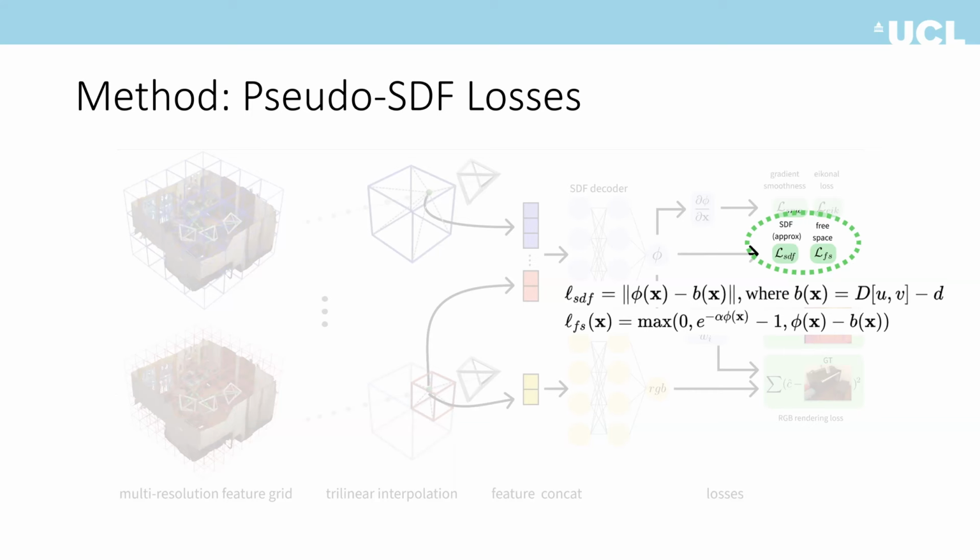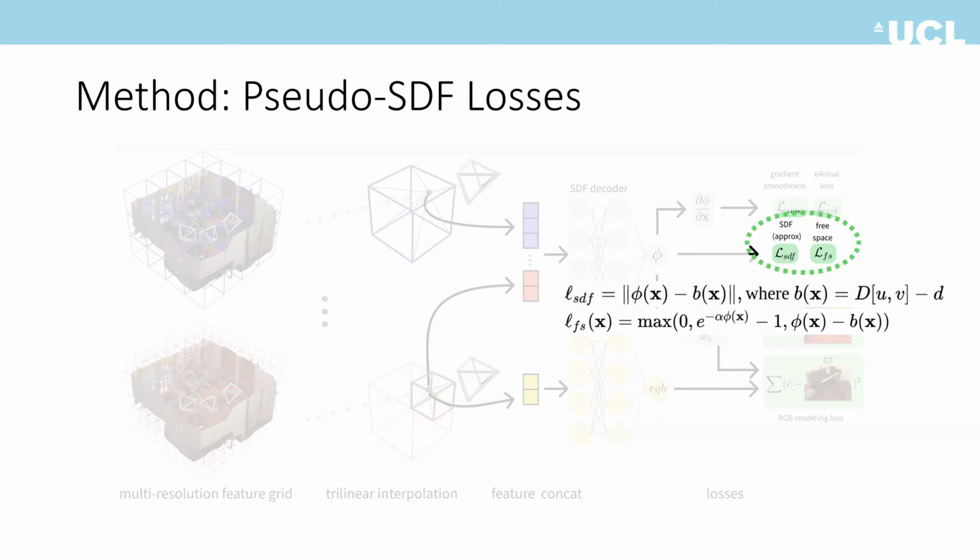This pseudo SDF loss consists of two parts. First, for near-surface points, we can have an approximate supervision. According to the definition, the SDF is the distance to the nearest surface. Imagine if the point is close enough to the surface, we can directly use the difference between the measured depth and the sampled value. Although it's not 100% accurate, given that it's very near to the surface, this approximation is accurate enough. This is also widely used in some traditional algorithms like KinectFusion.